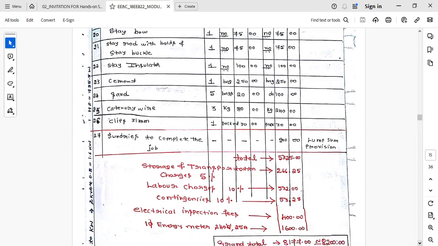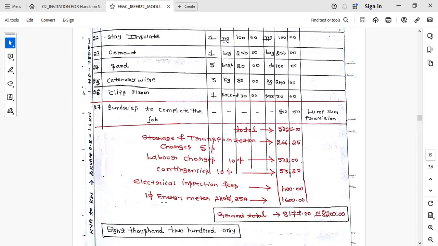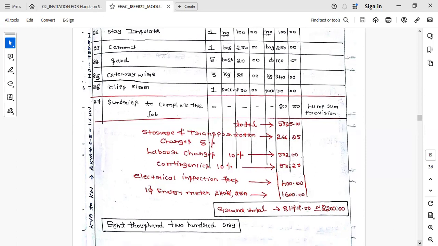Next one, electrical inspector charge, 400 rupees. Single phase energy meter, 240 volts, 25 ampere, 1600 rupees. Total cost: 5325 plus 266 plus 532 plus 53 plus 400 plus 1600 is equal to 8,177, approximately equal to 8,200.